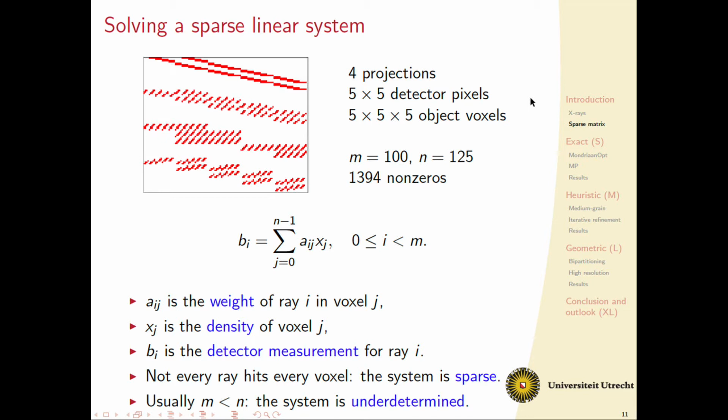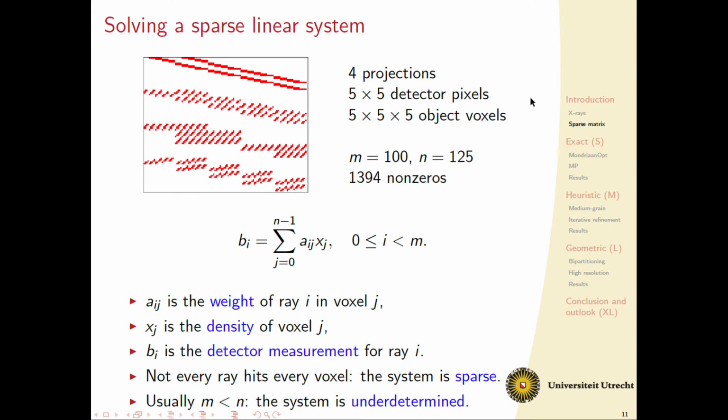So b_i is the amount that gets deposited on the pixel, and a_ij tells you whether a certain voxel is being hit by a ray. So ray i hits voxel j. So it could be 0 or 1, but if you take the length through that voxel into account, it could also be a different number. So this is a sparse matrix, but it's a very special sparse matrix because it is relatively dense.